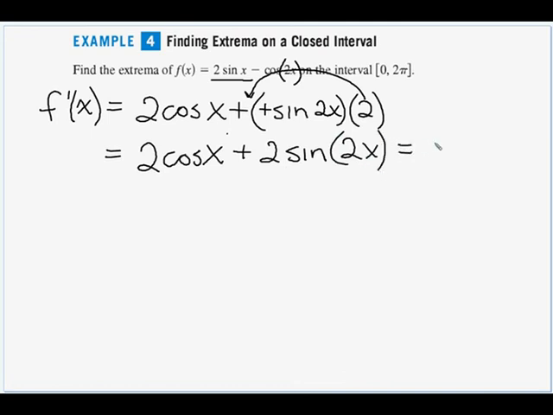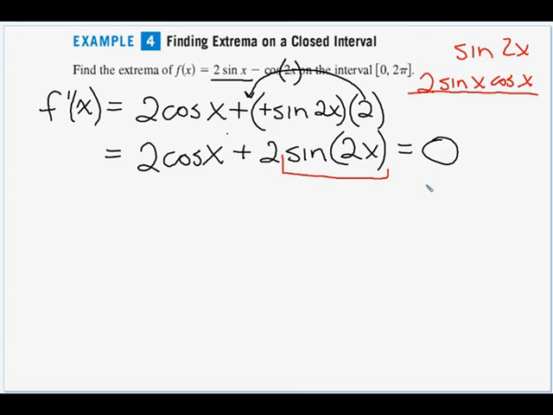And we want to set this equal to 0. Now this would be doable, but to make it a little easier on ourselves, if we look at this part right here, the sine of 2x, if we remember back to pre-calc, if we have the sine of 2x, we can replace that with 2 sine x cos x.